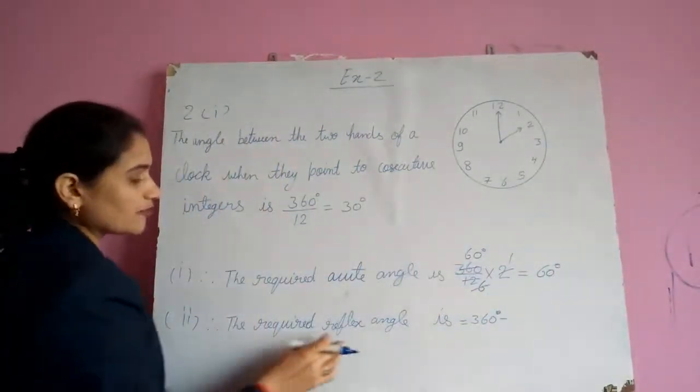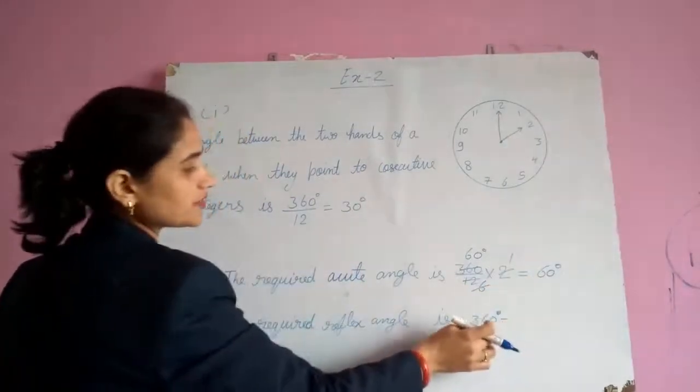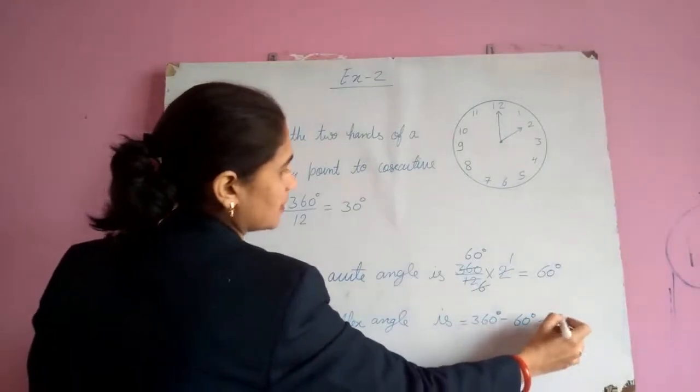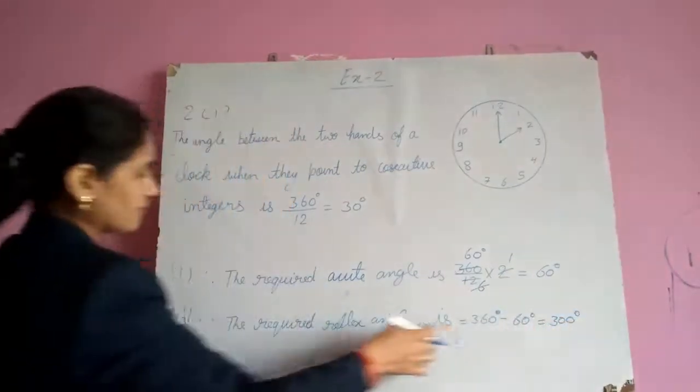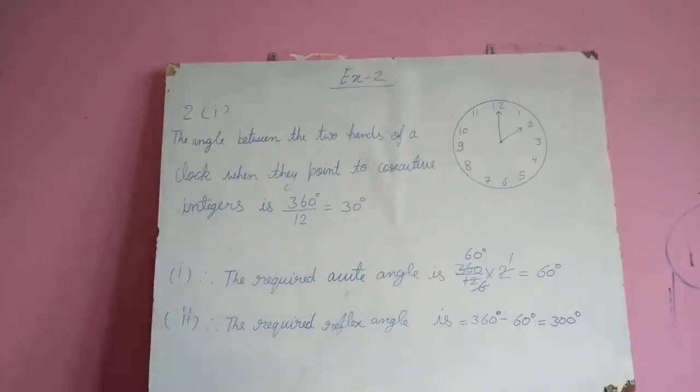Now the required reflex angle. For this we subtract this 60 degrees from 360 degrees. After subtraction we get 300. This is the required reflex angle. Like this, try the second part yourself.